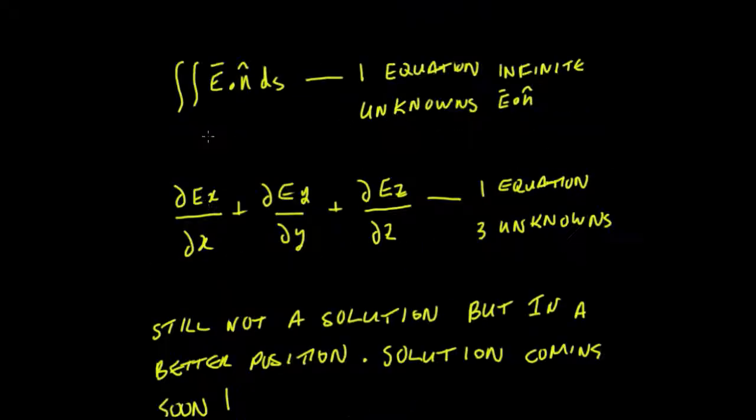Okay, so almost done. What we started off with was one equation and an infinite number of unknowns. Now we've ended up with one equation and three unknowns, so we still can't solve for the electric field quite yet, but the solution will come up in the next couple of videos. But we're well on our way to solving this little problem.